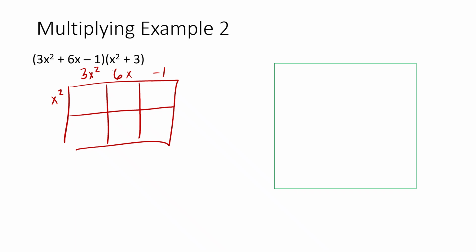Remember that multiplication is commutative. The area of the rectangle is the area of the rectangle, regardless of which one you make the base and which you make the height. So here we have 3x squared times x squared, so that's 3x to the 4th. Here we'll have 6x to the 3rd minus 1x squared, or just minus x squared. Now we have 9x squared plus 18x minus 3. And once again, I want to add up all those areas to get the product.